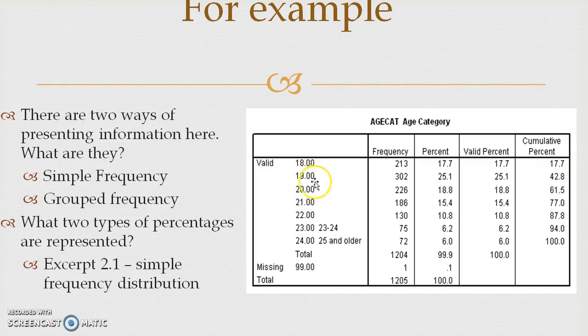That means when we are talking about 19 years, it includes 18 years. When we are talking about 20 years, it includes 19 and 18 as well. So your frequency is all of this added up, divided by the total, and then you get your percentage. So that is the difference between percentage and cumulative percentage.